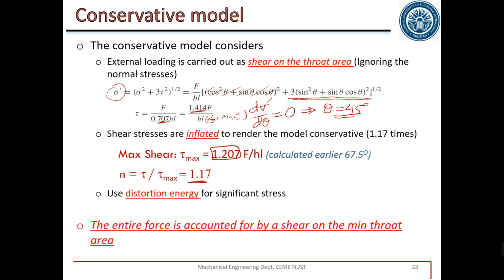So what was the change? In this change, the entire force is accounted for by the shear stress. There was no effect of principal stress. We have used distortion energy, and distortion energy is von Mises again. Remember, distortion energy criteria, max distortion, von Mises criteria, there are a lot of names for this. So distortion energy is the von Mises criteria.